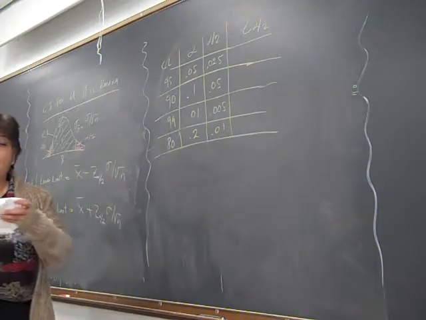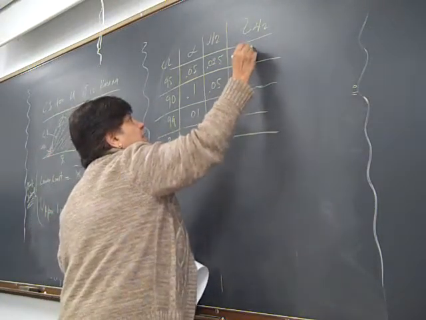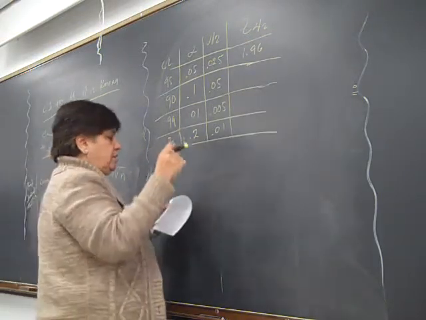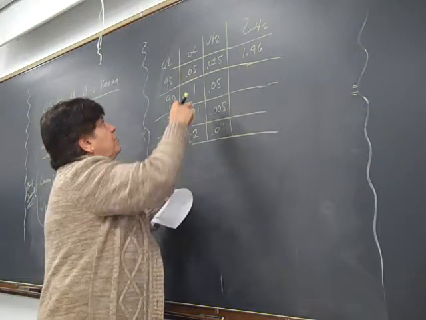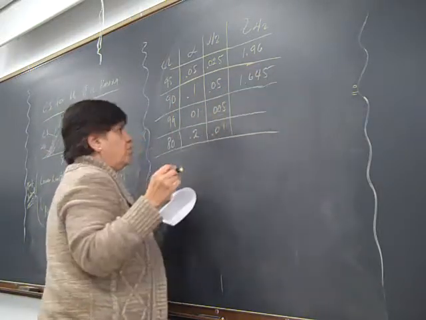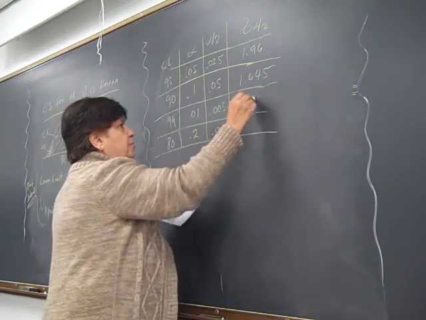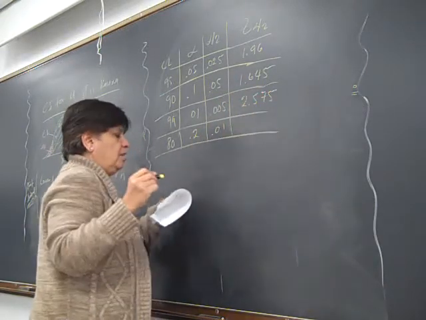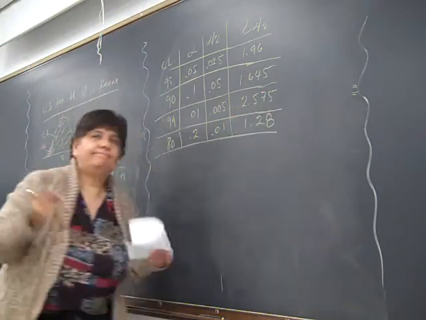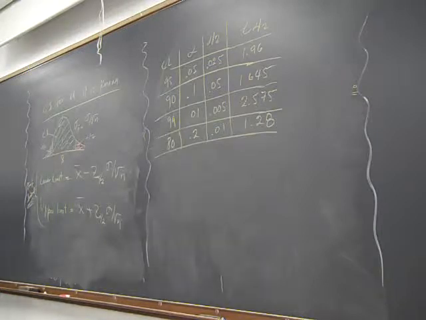And what is Z of alpha divided by 2? For 0.025 it is 1.96. For 0.05, for 90, it is 1.645. For 99 it is 2.575. And for 80 it is 1.28. You can verify that either using your calculator or your standard normal distribution table.